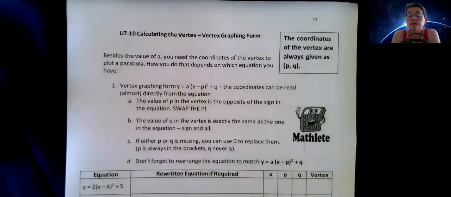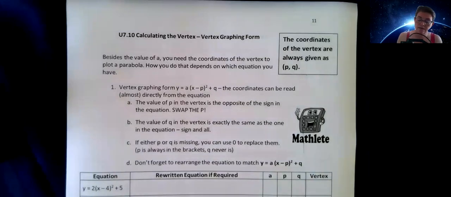The two things you need are the value of a and the coordinates of the vertex. How you do that is going to depend on what kind of equation you have. So we're starting with the vertex graphing one. All right, so that is this one.